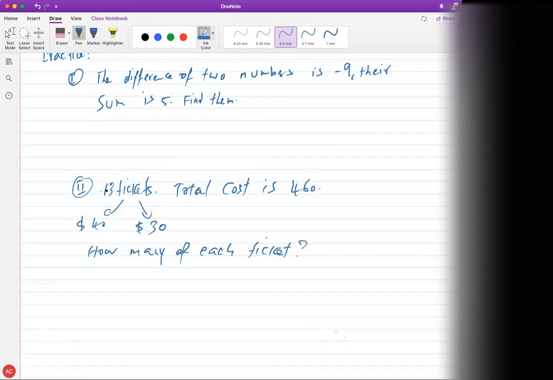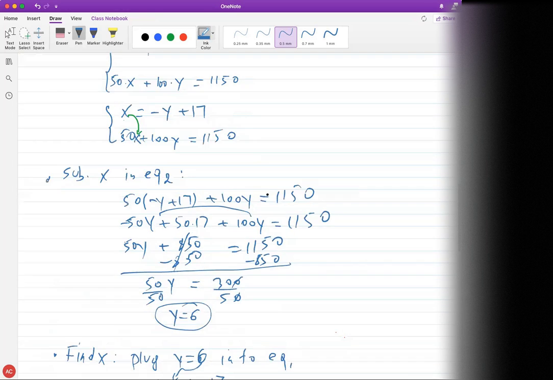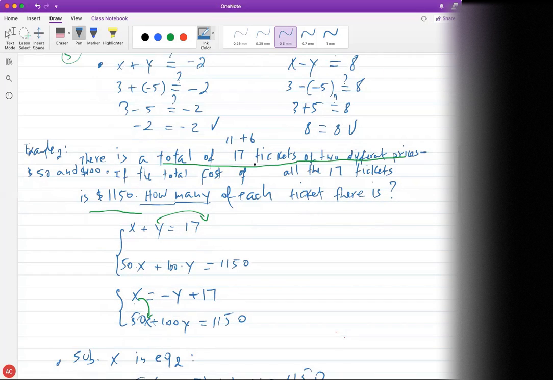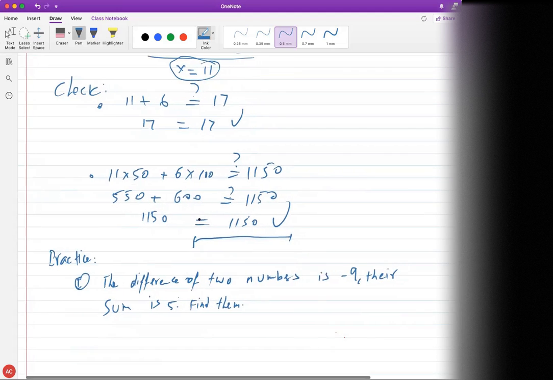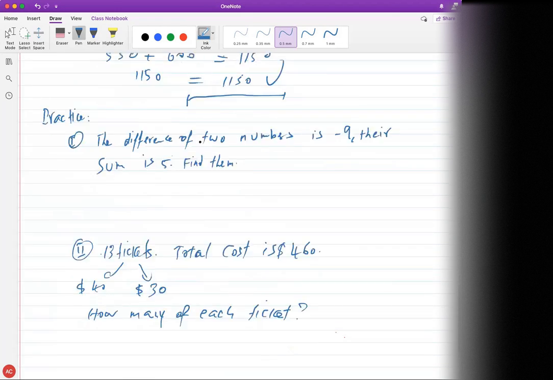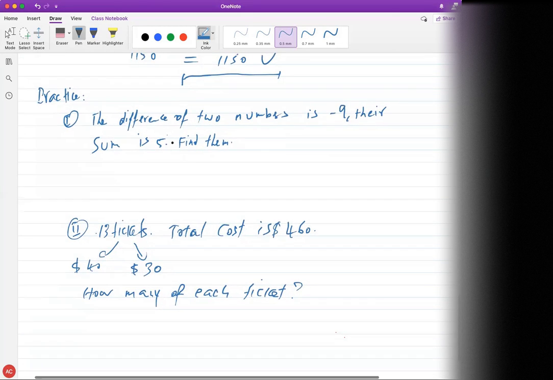Okay, again, we have a total of 13 tickets. Some of them cost 40, others cost 30. We don't know how many exactly of each one, but we know that the total cost of the tickets is 460. It's just the same problem here. I just put a shorter version of it without a lot of stuff. Okay, same concept. I'll give you some time to figure this out. Take a few minutes and I'll check back with you once you finish.